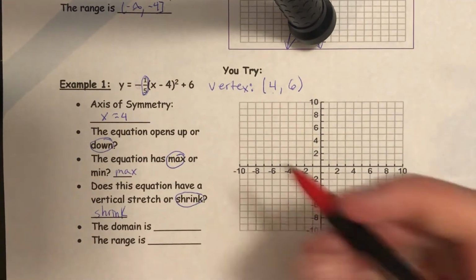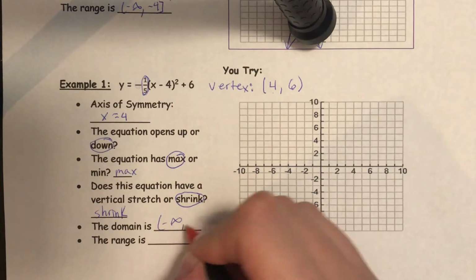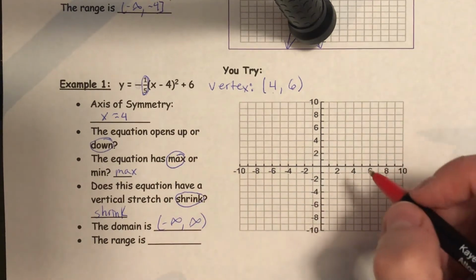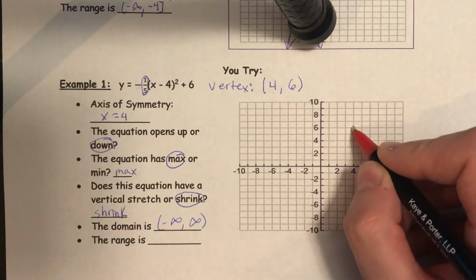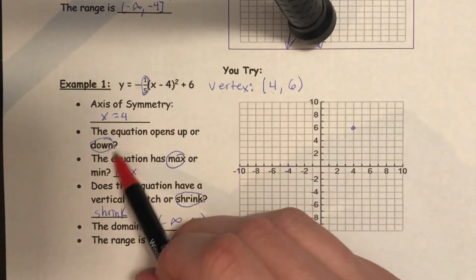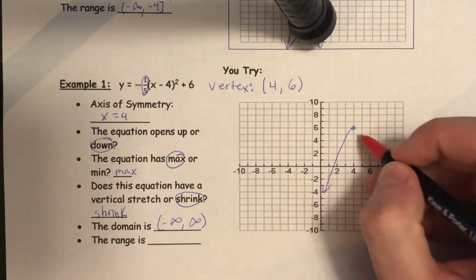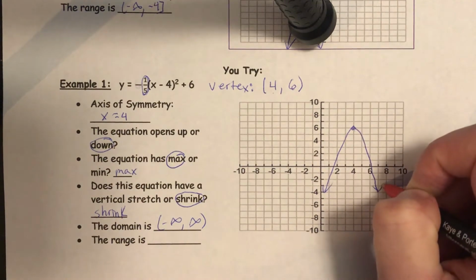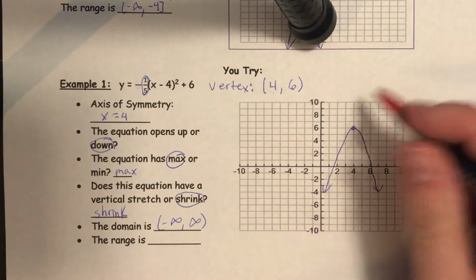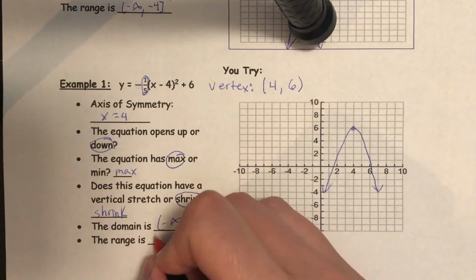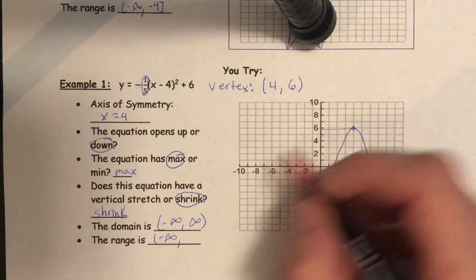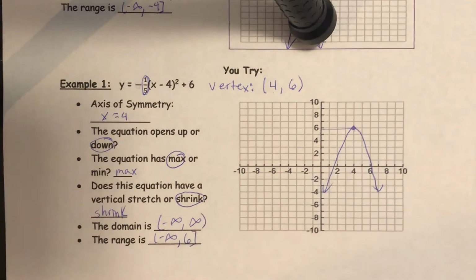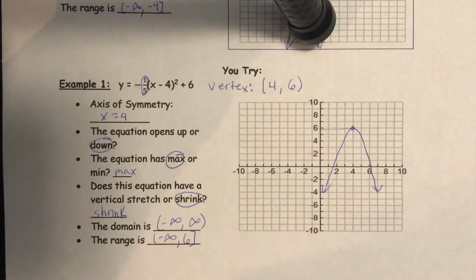Okay, my domain is negative infinity to positive infinity. I'm going to sketch my graph at 4, 6, and it's opening down, so it's going to look like this. This doesn't have to be perfect, but this is helpful for you to find your range, okay? So my lowest value is negative infinity, and my highest y value, you can look over here, is 6. There you go. So that's the first example, or you-try problem.